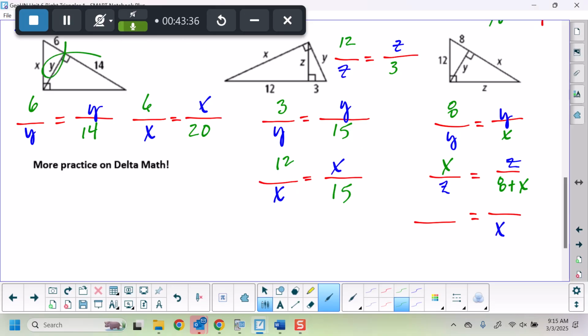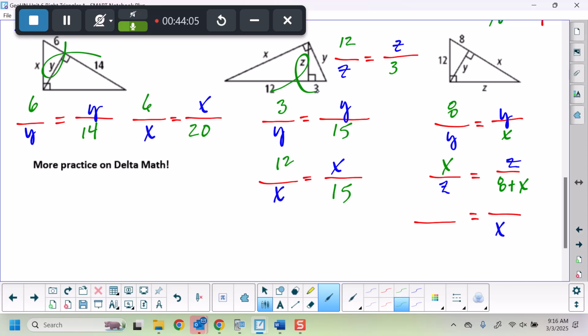Here's your loop-de-loop. X is the geometric mean between the piece that is touching and the whole. Check out this problem. We've got all 3 variables to solve. Z is the geometric mean between those two pieces. There's our loop-de-loop. Y is the geometric mean between the piece that is touching and the whole. X is the geometric mean between the piece that is touching and the whole.